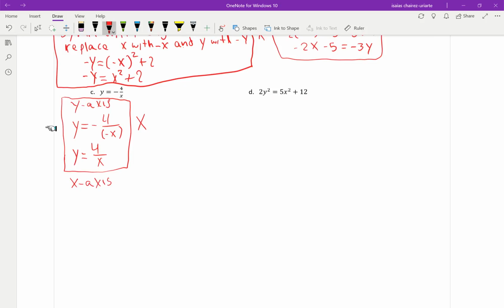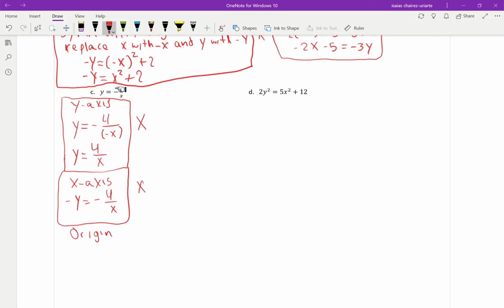Alright, in order to check for symmetry with respect to the x-axis, we change y's to negative y. So negative y equals negative 4 over x. Is this equivalent to the original one? If you wanted to here, you could multiply both sides by negative 1, and this would become positive, and this would become positive, but even then, it's not equivalent to the original one, because the original one was positive, the other one was negative. So this is not equivalent to the original one, so there is no symmetry with respect to the x-axis. Let me test for symmetry with respect to the origin.